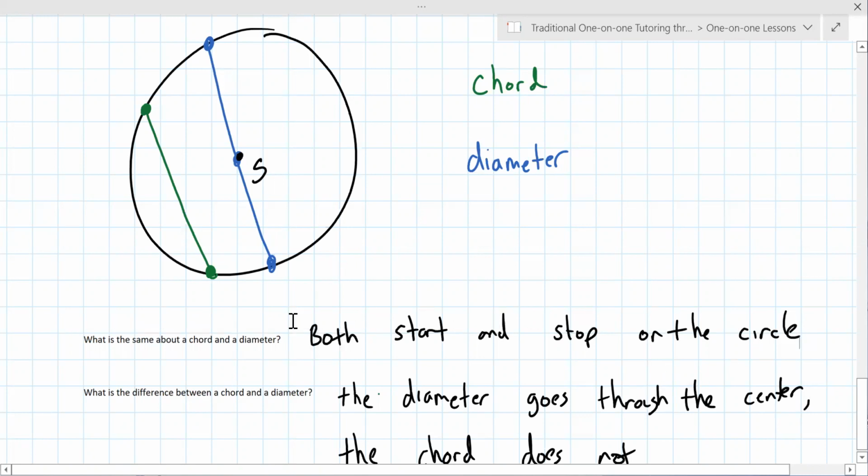You don't have to write this down, but these ideas need to be clear. If I asked you what is the same about a chord and a diameter, they both start and stop on the circle, right? But the big difference is that the diameter goes through the center. Do you want to write this down? We're going to go on to a problem here, but let me know when you're ready to move on.